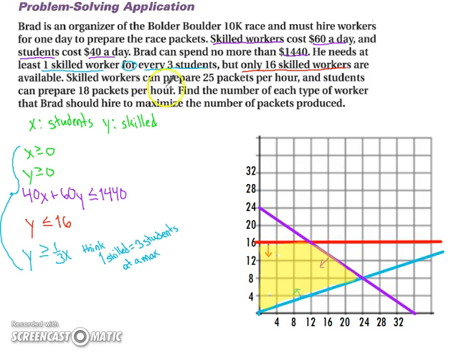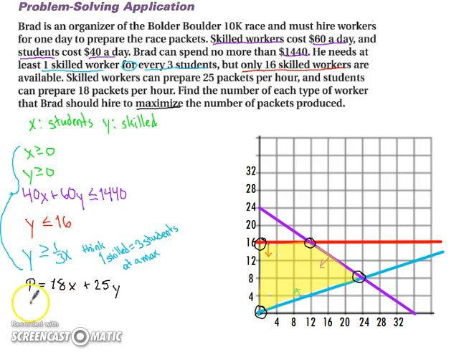You might have been wondering, well, what happened to the 25 packets and the 18 packets per hour? Well, that's going to be our objective function. So for this one, our objective function would be P equals 18 packets per hour for a student and 25 packets per hour for a skilled worker. And then we substitute in our coordinates, and we want to either maximize or minimize. If we look in the problem, we want to maximize.